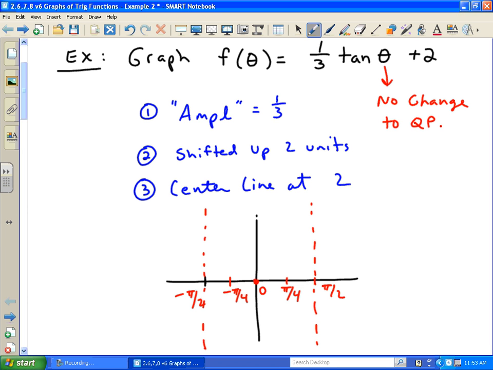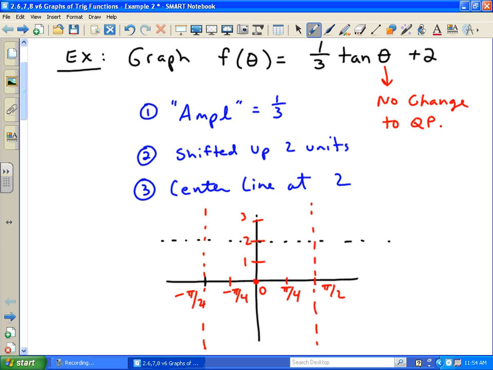Now, this particular problem says that my graph has been shifted up 2 units. So I'm going to go up 1, 2 units. So my understood center line, now once again, this is not an asymptote, this is just a point of reference, but my center line is here at 2. Alright, let me go ahead and label some of this stuff so we can see. This is 1, this is 2, above that would be 3.